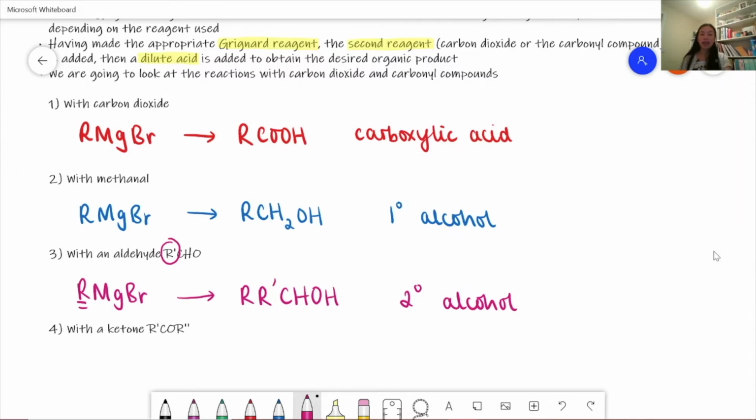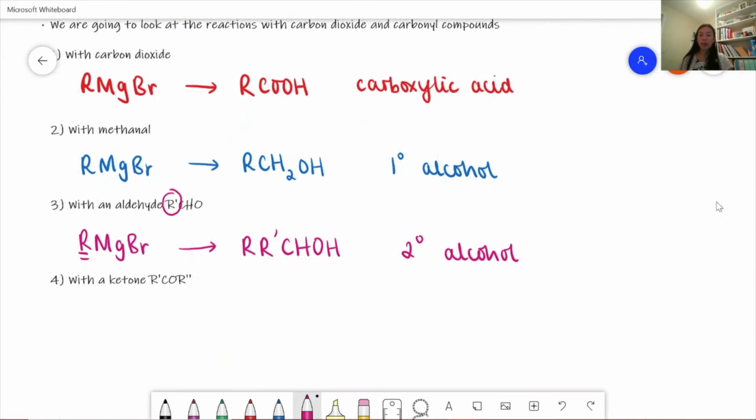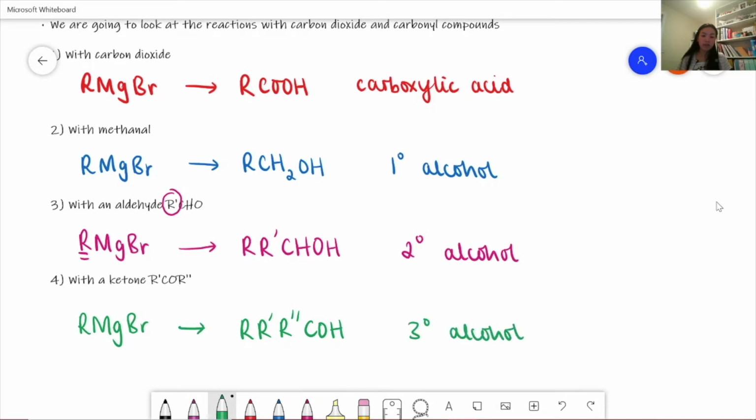And then finally looking at the ketone, we start off with the same thing. So we have this Grignard reagent, but this time we form a tertiary alcohol. So we have an R group, another R group and another R group, and then we have COH. So this is a tertiary alcohol. And again, all of the R groups could be the same or they could be different. And also note that the two at the top, so the reactions with carbon dioxide and methanal, extend the carbon chain by 1.